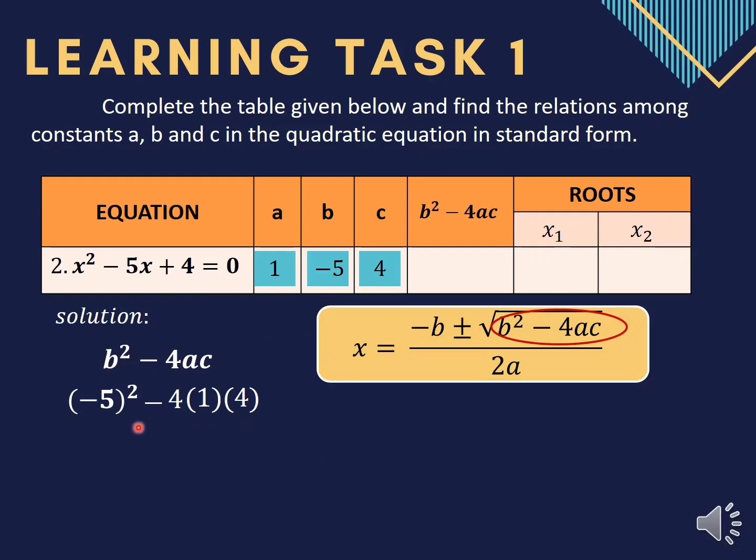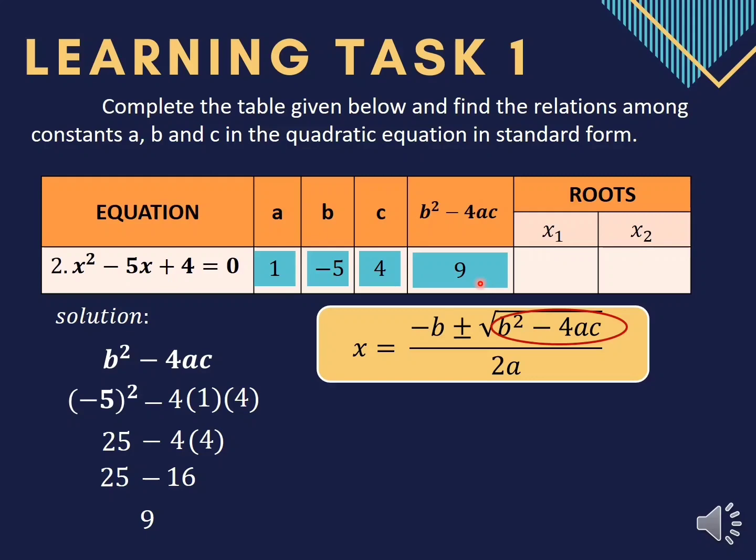Next is simplify. Negative 5 squared means negative 5 times negative 5, so that is equal to positive 25. Minus 4 times 1, we have 4. And then we still have to multiply by positive 4. Let's simplify this first. We have 25 minus, what is 4 times 4? Correct, that is 16. Now, simplifying 25 minus 16, that is equal to positive 9. So here, the value of b squared minus 4ac is equal to 9.